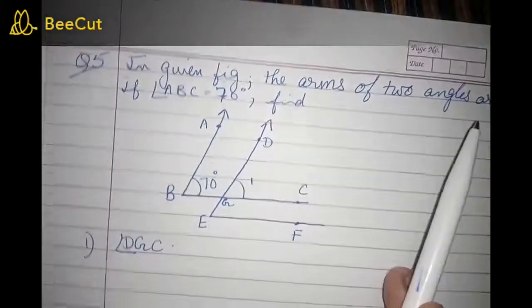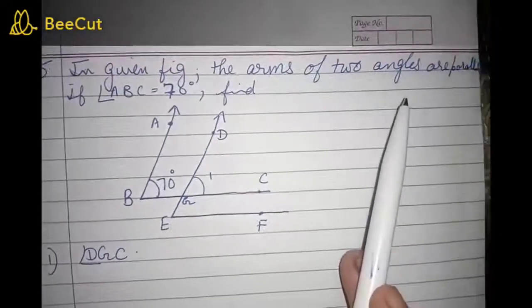Question 5. In the given figure, the arms of two angles are parallel.